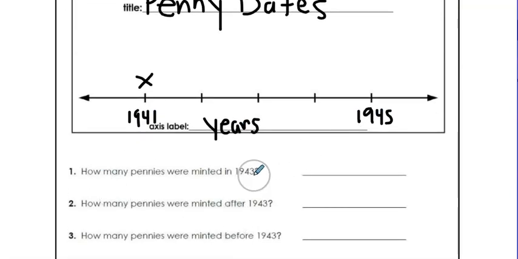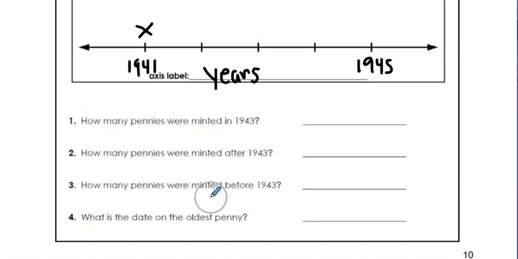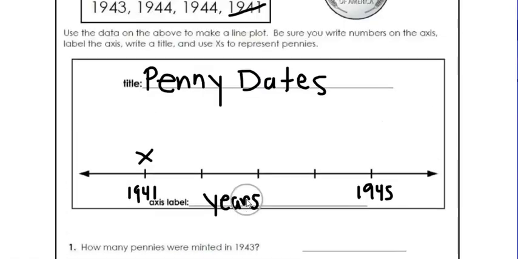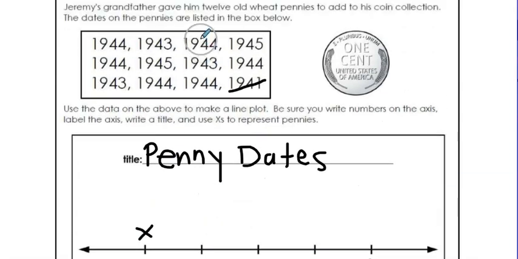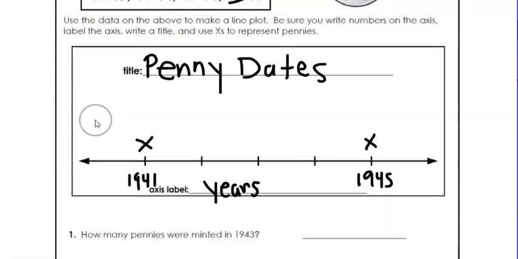So then you're going to go through, you're going to answer these questions. Minted means when was it made? So how many pennies were made in 1943? How many pennies were minted after? So again, minted means when was it made, and what's the date on the oldest penny. So you're going to fill in the rest of your X-axis, go through and X off any of the dates that you use and make sure that you're putting an X whenever you cross it off.